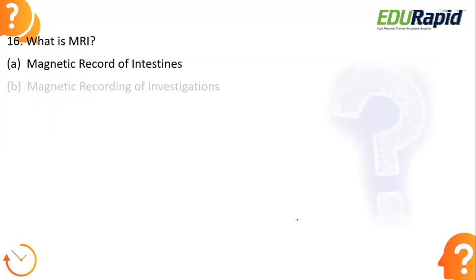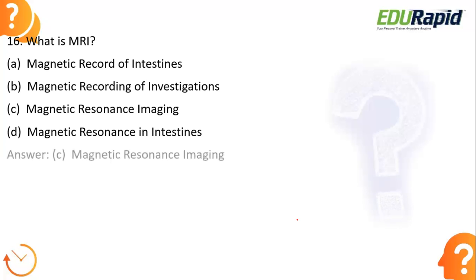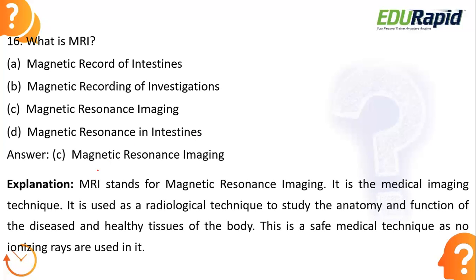What is MRI? Magnetic record of intestines, magnetic recording of investigations, magnetic resonance imaging, magnetic resonance in intestines. Okay, the right answer is option C, magnetic resonance imaging. It is one of the medical imaging techniques. You would have heard of this MRI test, right?